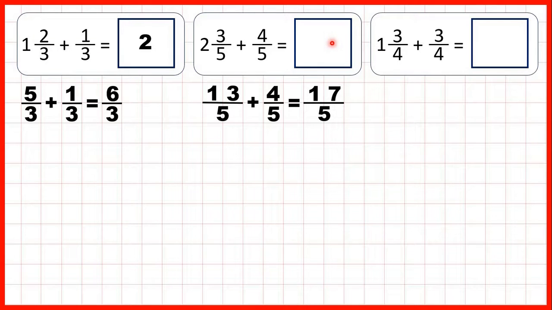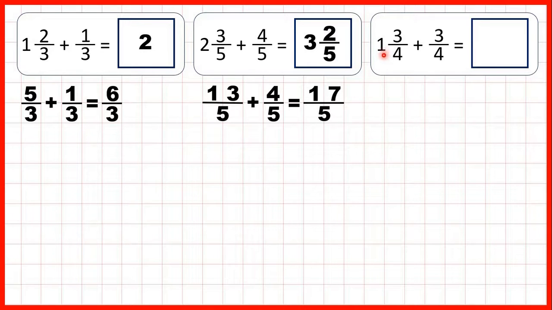So as an improper fraction, our answer is 17/5, but we can change that back into a mixed number by dividing. 17 divided by 5 is 3, remainder 2, because 3 times 5 is 15, plus 2 is 17. The denominator stays the same, so our answer as a mixed number is 3 and 2/5.